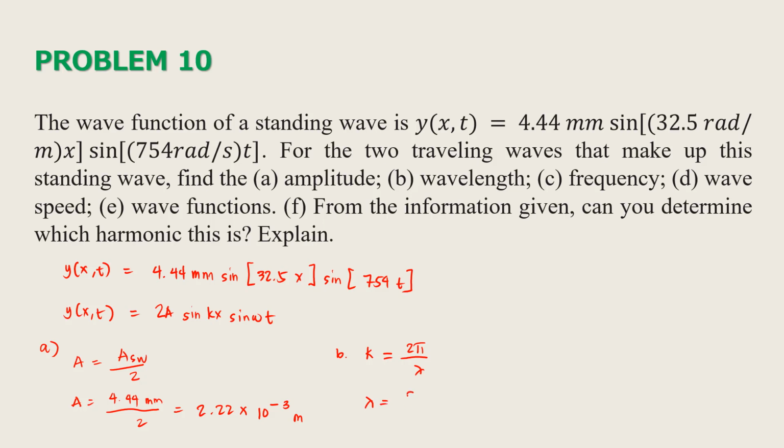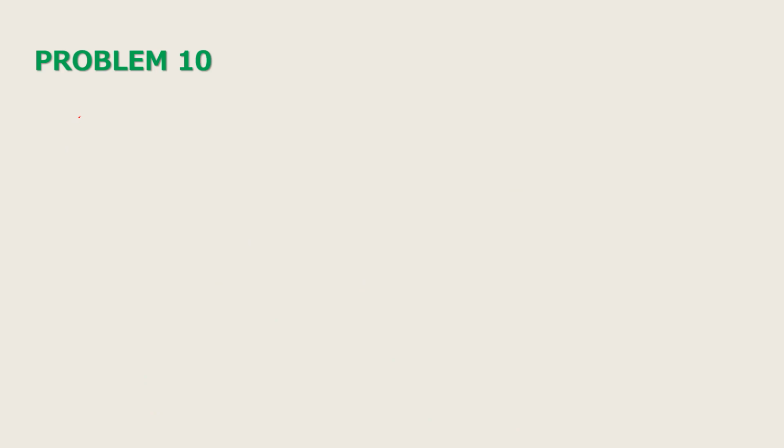Lambda is just equal to 2 pi over k, where k is equal to 32.5. So we have 2 pi divided by the value of k, 32.5. This is in radians, and this one is radians per meter. So we obtain lambda equals 0.193 meter.